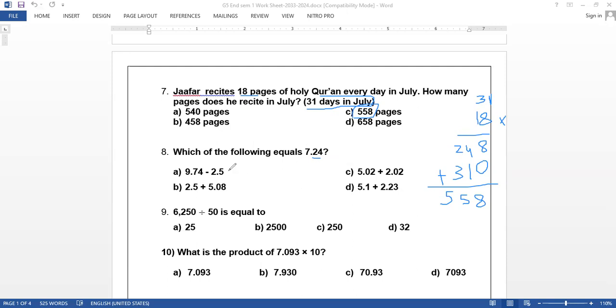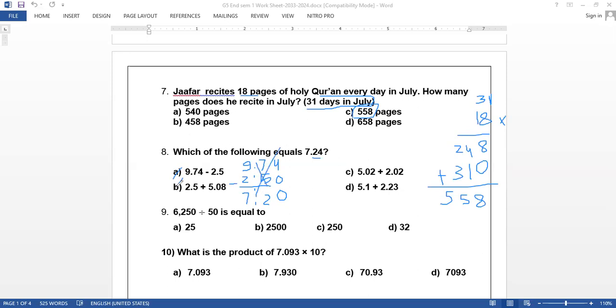Let me try, for example, this one. 9.704 subtract 2.5. Here we can annex 0 to make it easier. 4 minus 0 equals 4. From the right, take care to start subtracting or adding from the right. 7 minus 5 equals 2. 9 minus 2 equals 7. So 7.20, which means it's wrong.